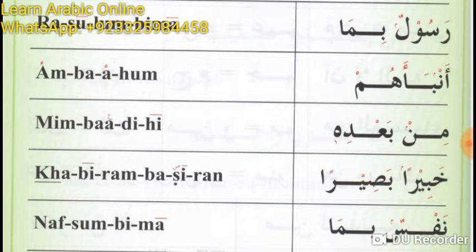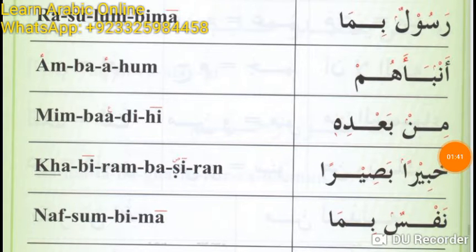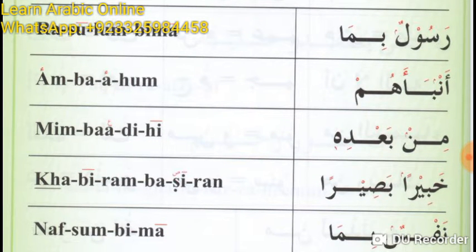Similarly, in the next word, you see a small meem on the noon, so you will not pronounce noon, you will pronounce meem. Amba'ahum. Again, in the next word, we have a small meem on noon. We will say mimbadihi. Okay, thank you. Start.